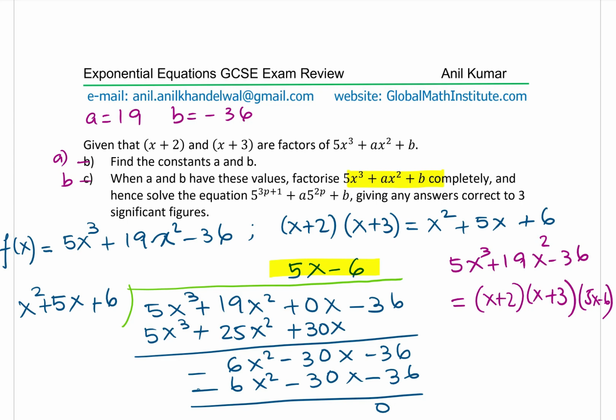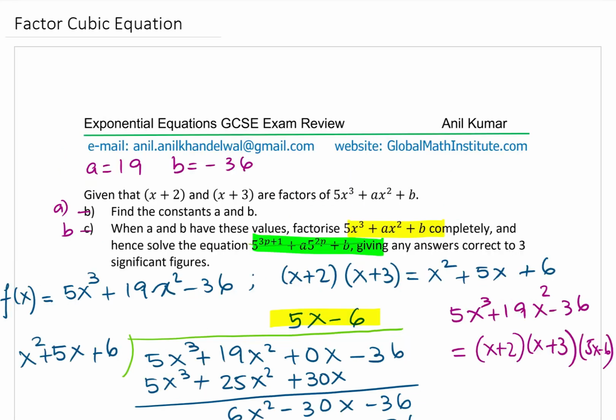Now the question is, when a and b have these values, completely factorize this equation, which you've done, and hence solve the exponential equation. We have to now solve the exponential equation, which is 5 to the power of 3p plus 1 plus a times 5 to the power of 2p plus b. So let's do it in the next page. Remember, we got the third factor as 5x minus 6. Okay, so let's move on.